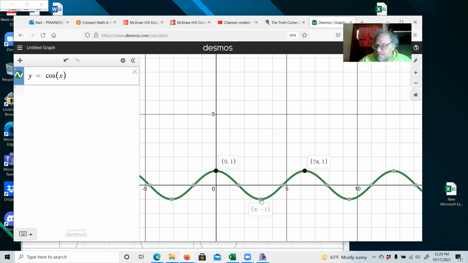At pi it's negative, but again, it's not a wagon wheel. It's kind of a stretched out and squished a little bit wagon wheel. But all it's doing is measuring horizontal distance. So that's what we're looking at for the graphs of sine and cosine. All right. Let me go back to this for just a moment.